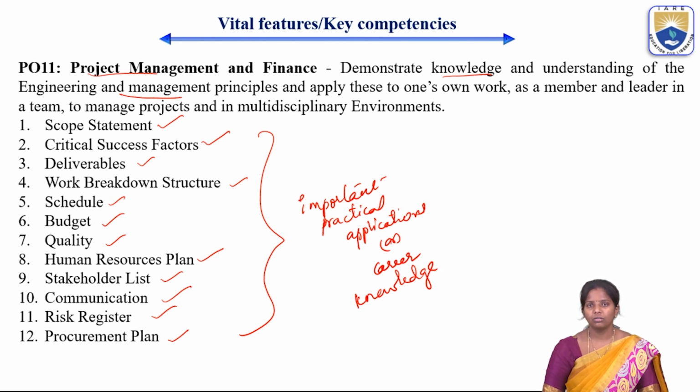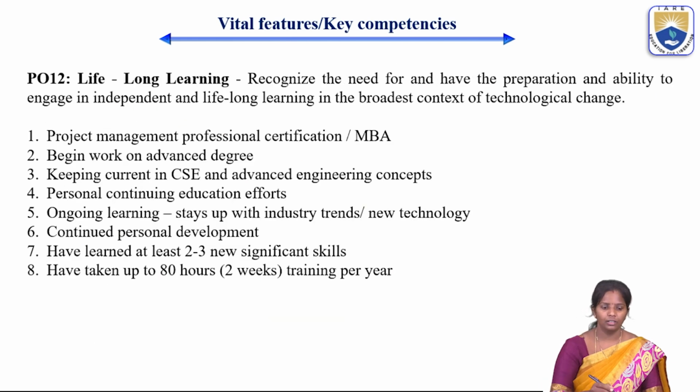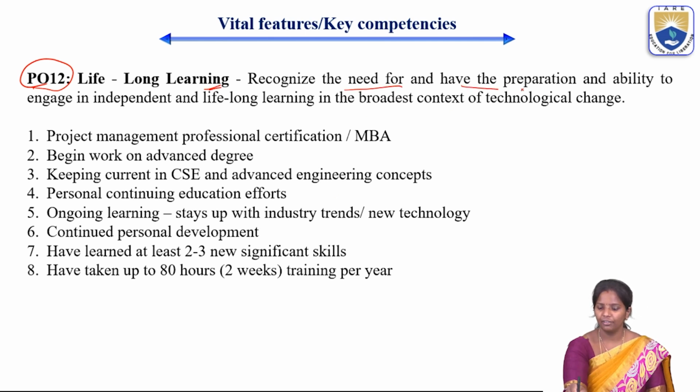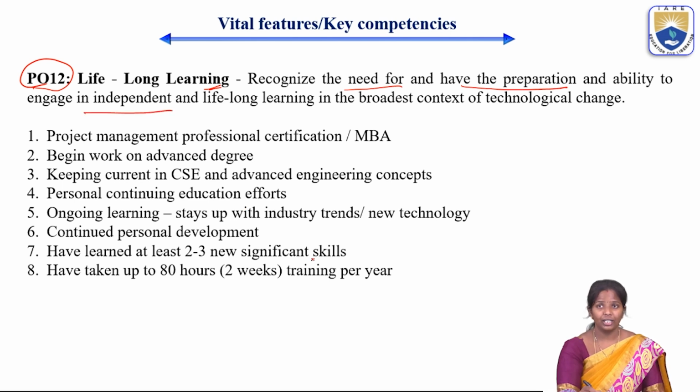So the mapping is also very important so that the student has an idea of what they are going to achieve. The particular PO will have a mapping to the CO so that they will have an idea of what they are going to achieve. Then the last one, PO12, is lifelong learning: recognize the need for, and have the preparation and ability to engage in, independent lifelong learning.